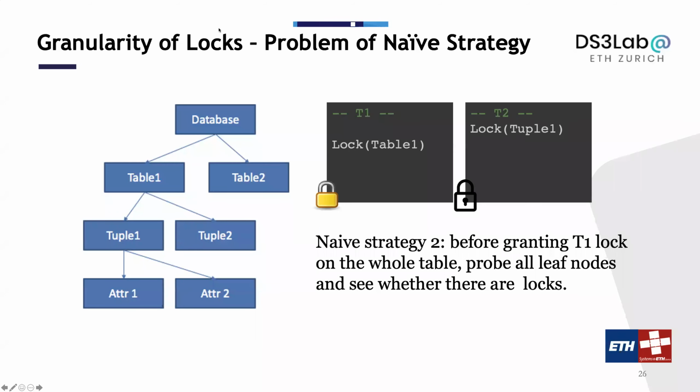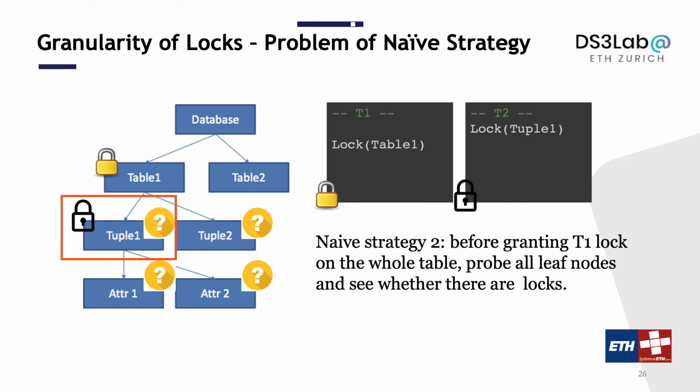Yeah. So for example, in this case, when T2 tries to lock tuple 1, I give the lock. And then when T1 says, okay, now I want to lock table 1, what's going to happen before I give you that is I'm going to probe all the leaf objects. I'm going to say, do you have a lock here? Do you have a lock here? I'm going to enumerate all the leaf nodes. And then I'm going to say, actually, I cannot give you this lock because some other transaction is holding the lock on tuple 1. So I'm going to ask you to wait.